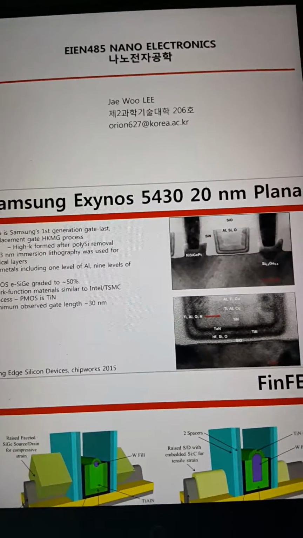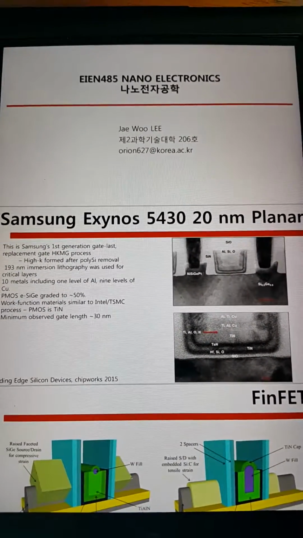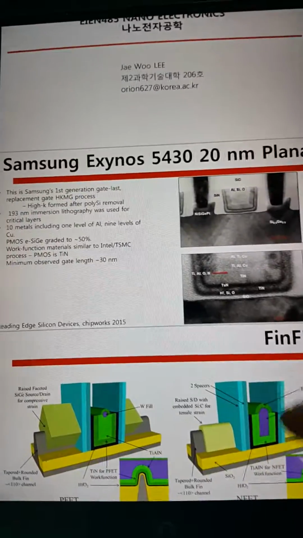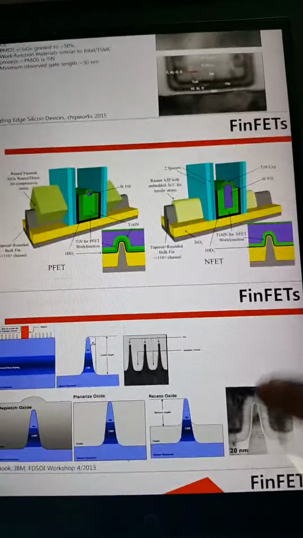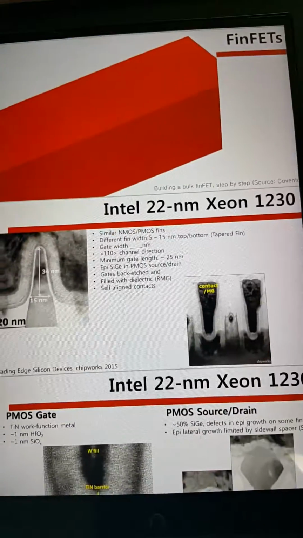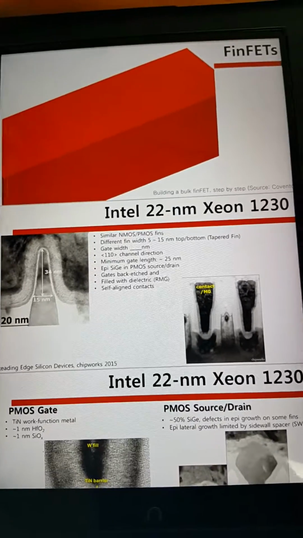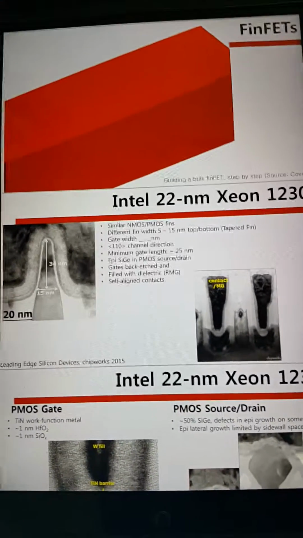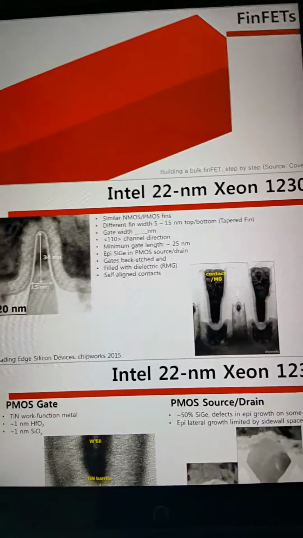I'm briefly telling you about nanoelectronics. We'll learn about Samsung Exynos and planar structure and FinFETs and Intel 22 nm Xeon E3-1230, which is filled with dielectric RMG.